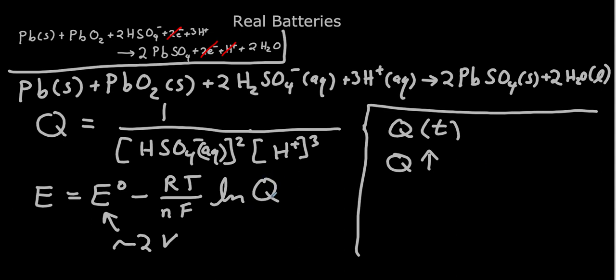And if Q gets bigger, this logarithm is going to get bigger, and that's going to start eating away at this. So we can see that the voltage is going to go down.